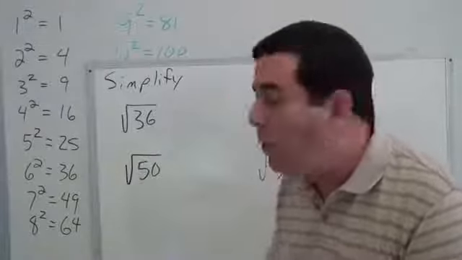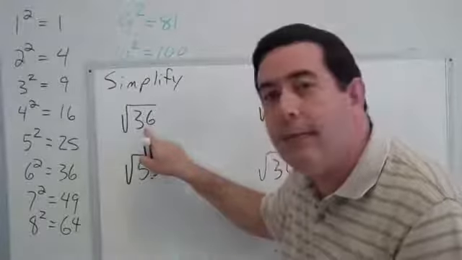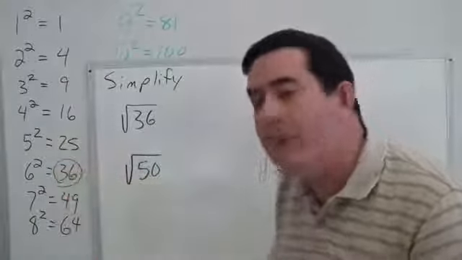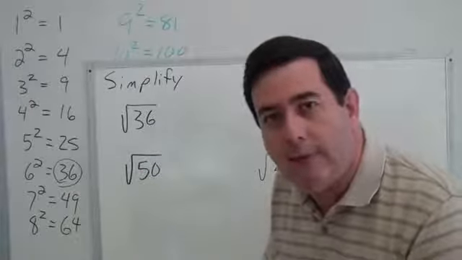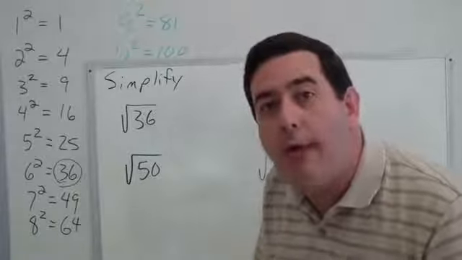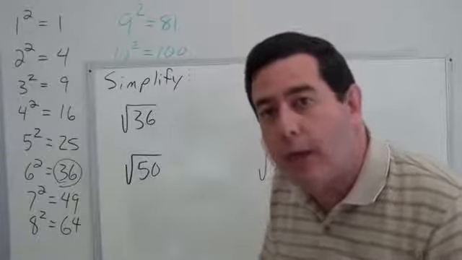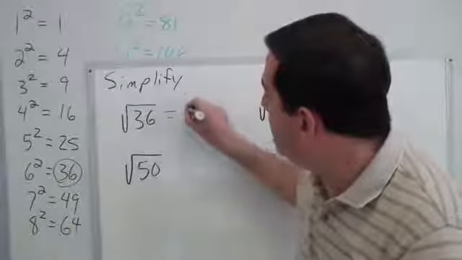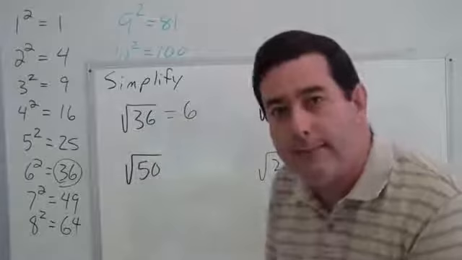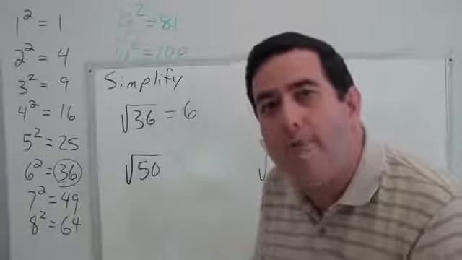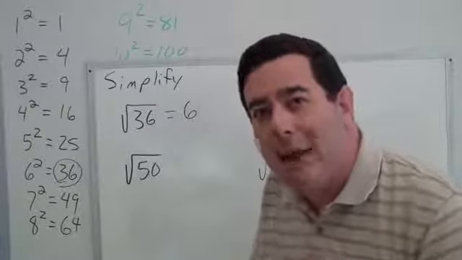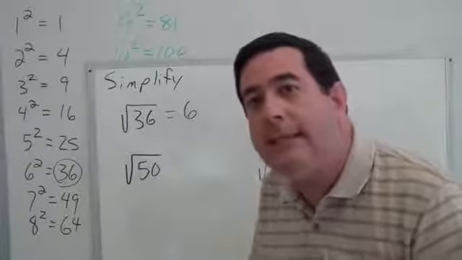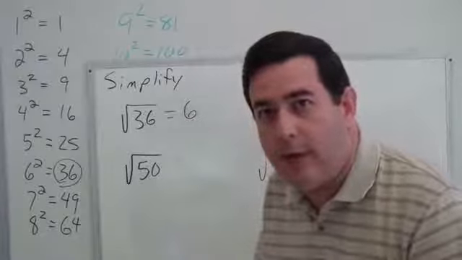For instance, if we had the square root of 36 that we were to simplify, notice that 36 is a number that is in our list of perfect squares. We know that the number that you square to get 36 is 6, so the square root of 36 is just 6. That's not so hard if the number we're working with is in our list of perfect squares, but what if we have something that is not in our list of perfect squares?